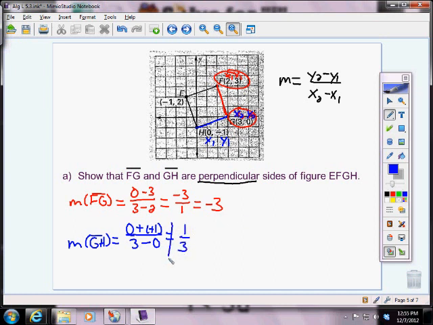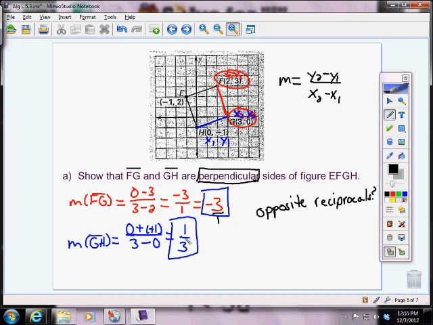So let's compare these two slopes. We have 1/3 and negative 3. Are they opposite reciprocals? Well, they're opposites of each other, right? This is negative, this is positive. Are they reciprocals? Yes, they are. If you took 3 over 1 and you flipped it over, you get 1 over 3. So, to show that they're perpendicular, this is how you do it. They are perpendicular because their slopes are opposite reciprocals.